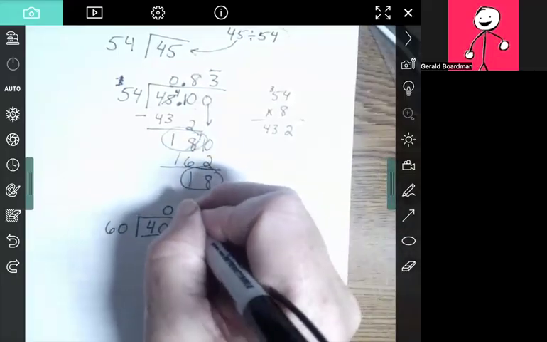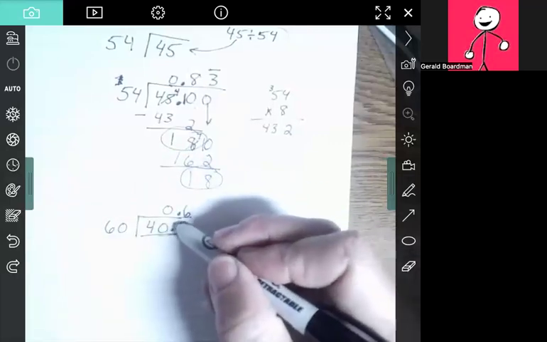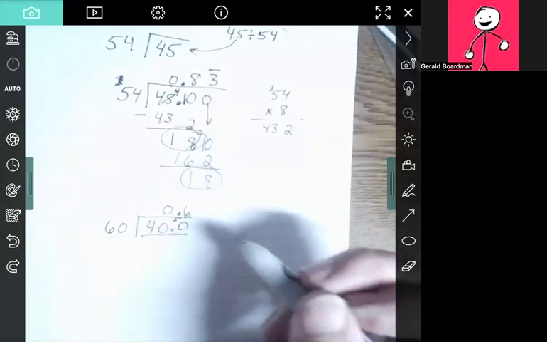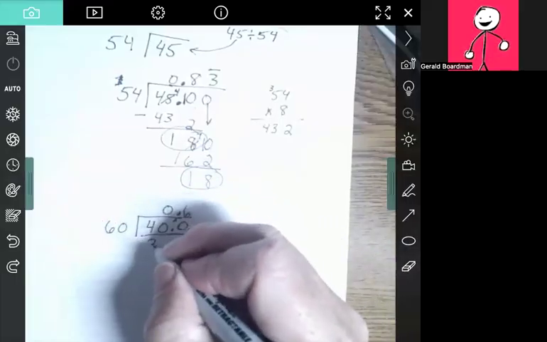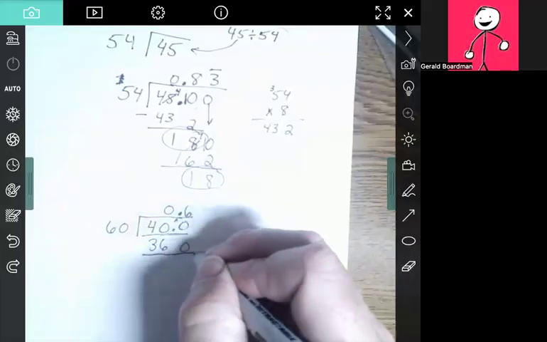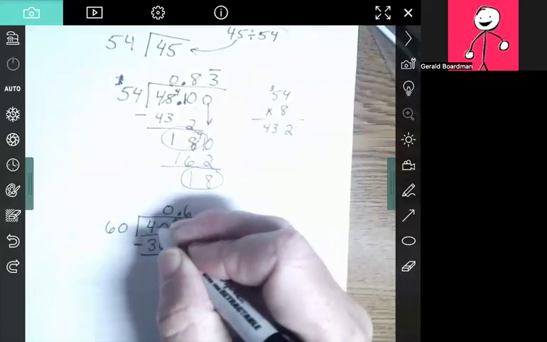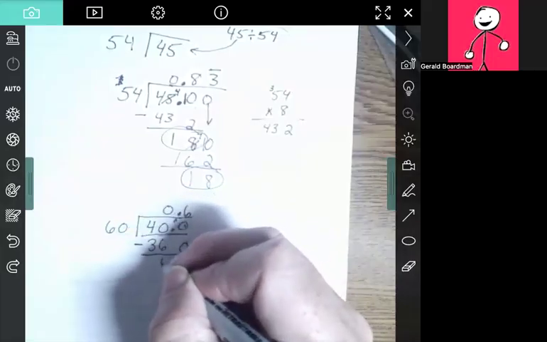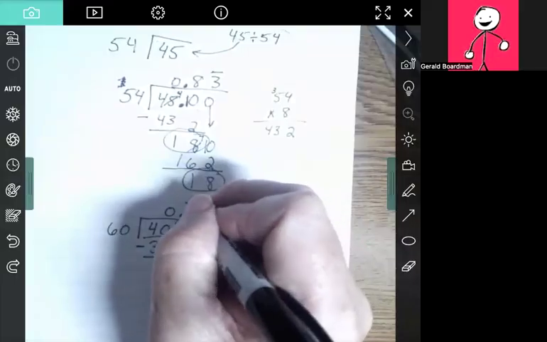So we're going to try 6 in the decimal points right above. And we say 6 times 0 is 0. 6 times 6 is 36. And now when I subtract this, 0 minus 0 is 0. 40 minus 36 is 4. I'm right back to 40 again. So I can put a bar here.